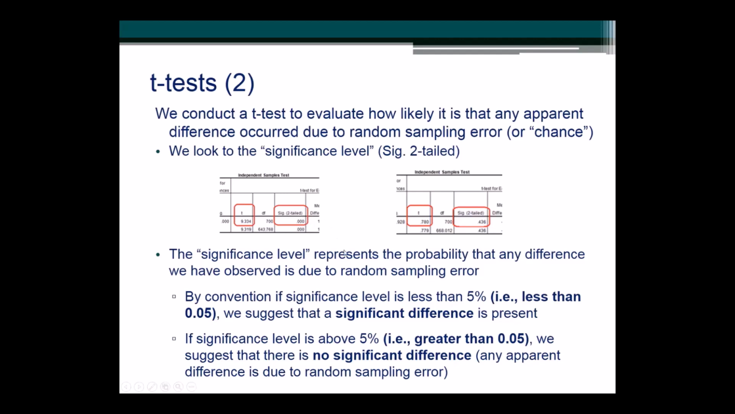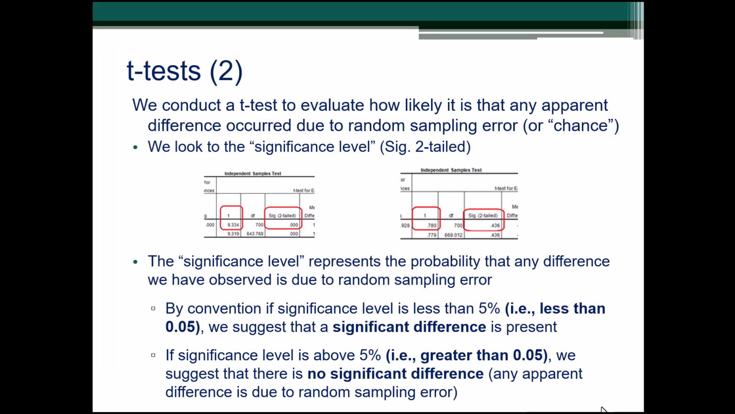So to summarize that, when you run a t-test or any sort of statistical test that has a significance level, most researchers will look to that significance level. If you're hopeful to see a difference or be able to infer that there is a difference between groups, you would be hoping to see that it's below 0.05. If it's above 0.05, you'd say that there's no significant difference.